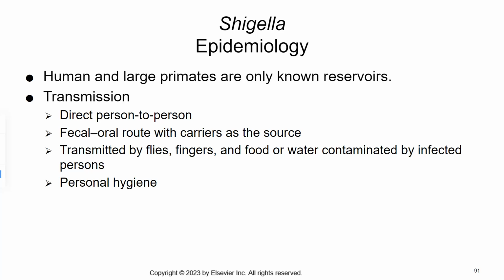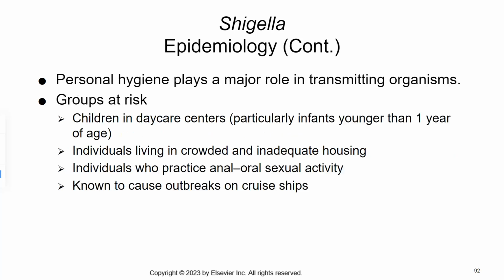Humans and large primates are the only known reservoirs. Transmission is by direct person-to-person contact, the fecal-oral route with carriers as the source, transmitted by flies, fingers, and food or water contaminated by infected people. Personal hygiene is key. Groups at risk include children in daycare, individuals living in crowded and inadequate housing, and individuals who practice anal-oral sexual activity. It is known to cause outbreaks on cruise ships.